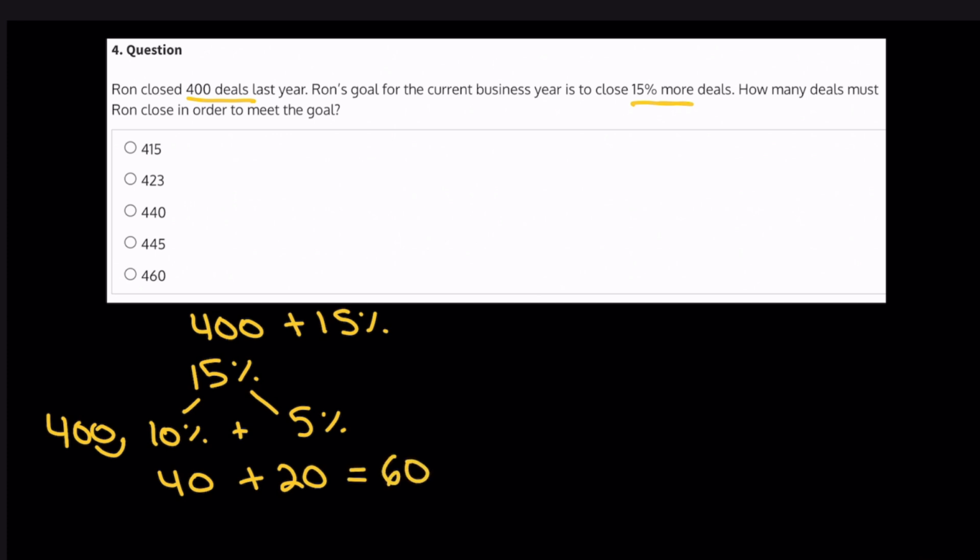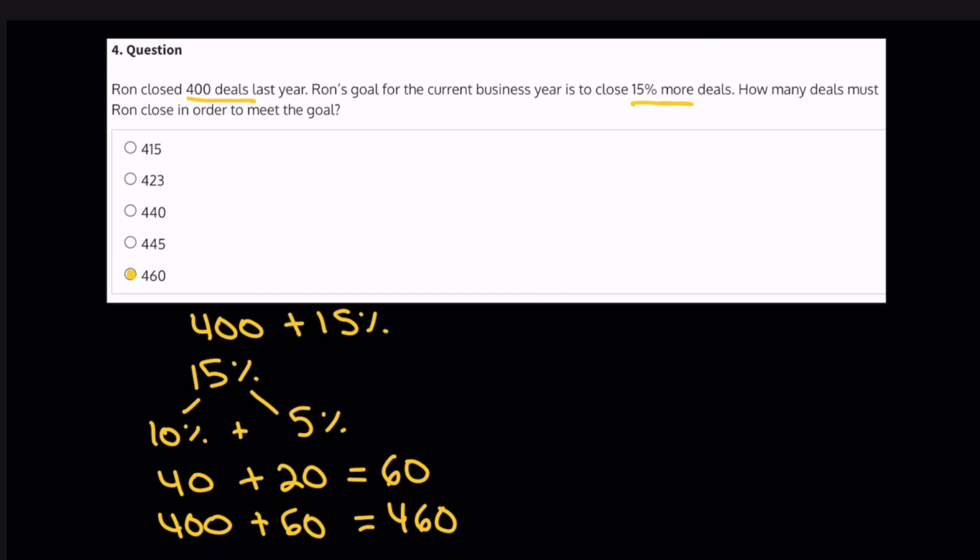Now, as we showed in our formulation up top, the way to get to our final correct answer is to add our 15% that we just got, which is 60, to 400. So we're going to do that now, 400 plus 60, and that's how we get to 460, which is going to be our correct answer for this question.